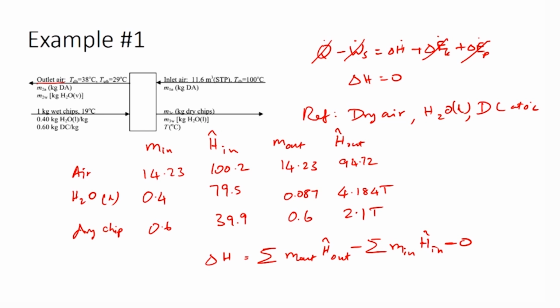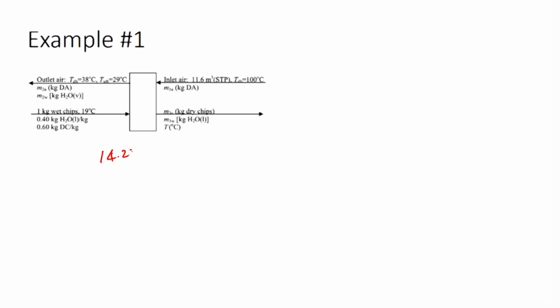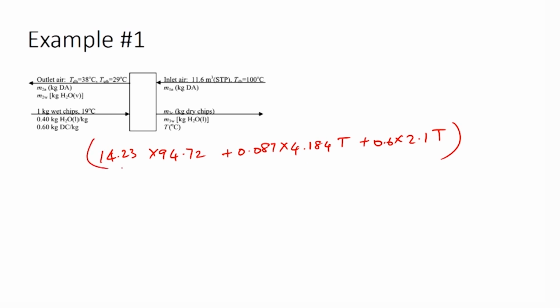So, using this we would be able to get the equation for temperature. 14.23 times 94.72 plus 0.087 times 4.184 T plus 0.6 times 2.1 T, this is the total enthalpy of the outlet streams, minus the total enthalpy of the inlet streams, which would be 14.23 times 100.2 plus 0.4 times 79.5 plus 0.6 times 39.9 equals 0.